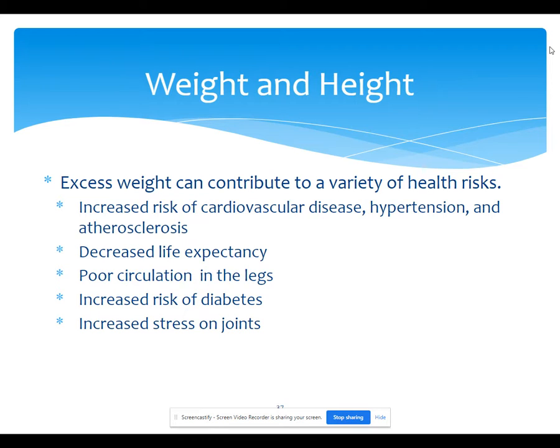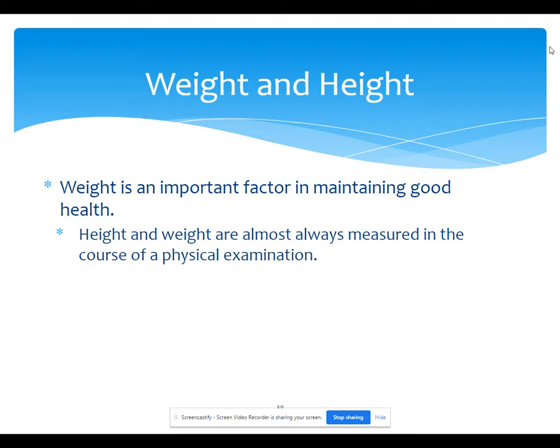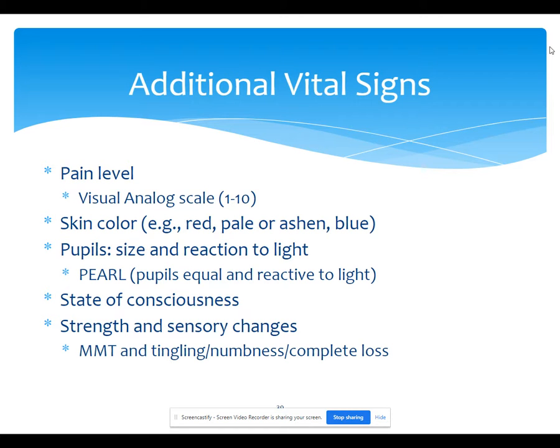So height and weight. Now I know I didn't list this as a true vital sign, however, it is a health risk and something to take into consideration. Excessive weight can contribute to health risks: increased cardiovascular disease, hypertension, arteriosclerosis, decreased life expectancy, poor circulation, increased risk of diabetes, increased stress on joints. This is why it matters. Weight is also an important factor in maintaining good health, so we want to make sure that in any physical they're measuring height and weight and looking at that.